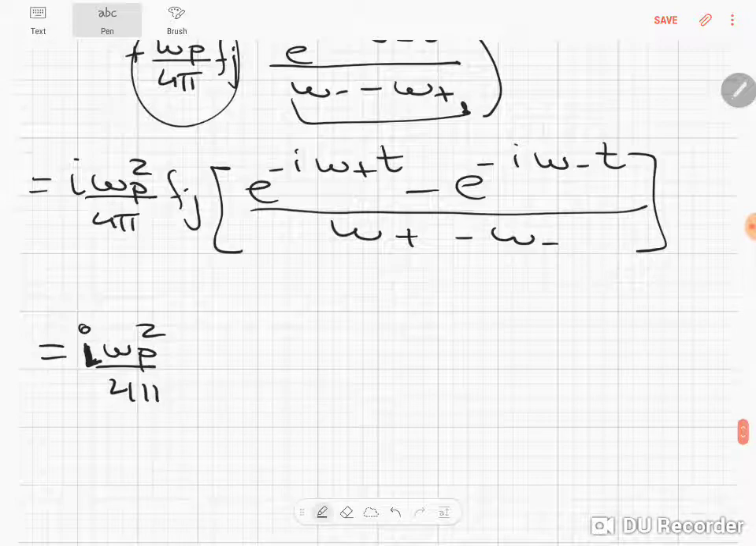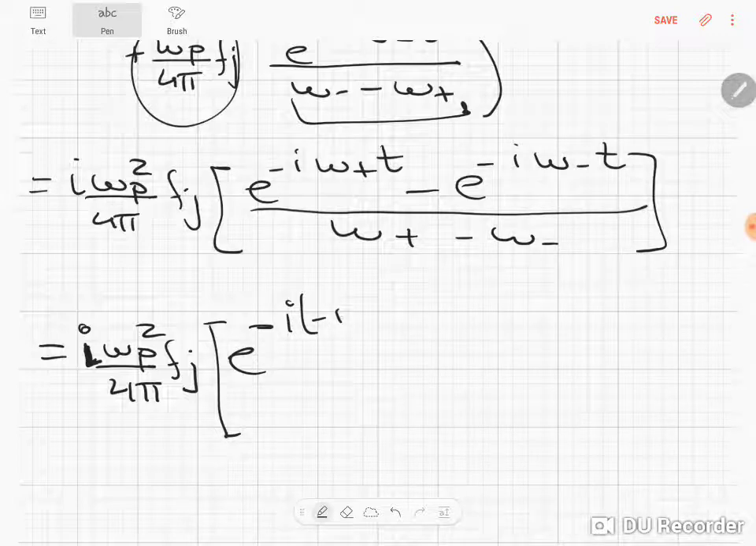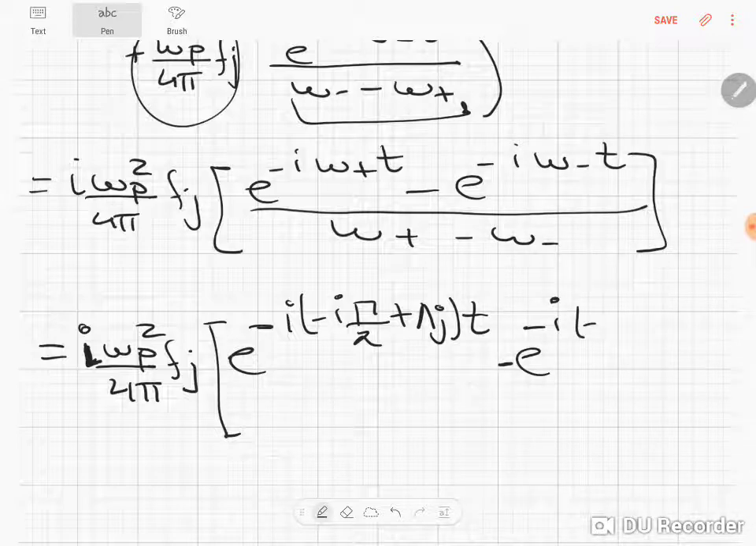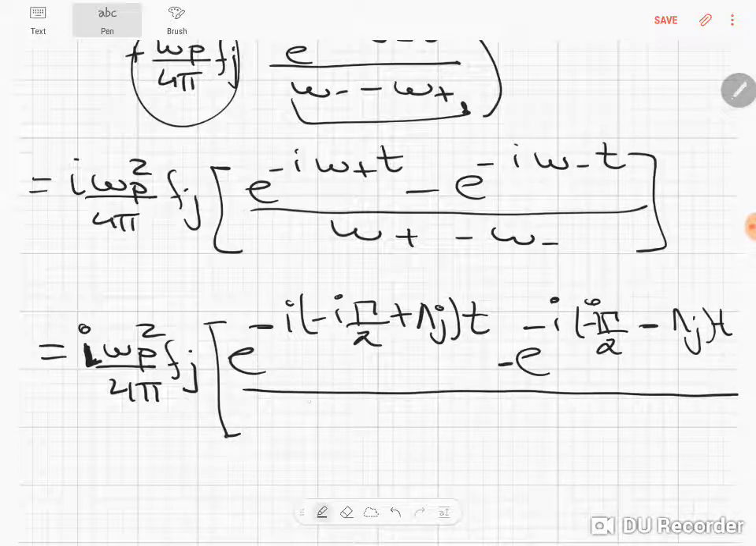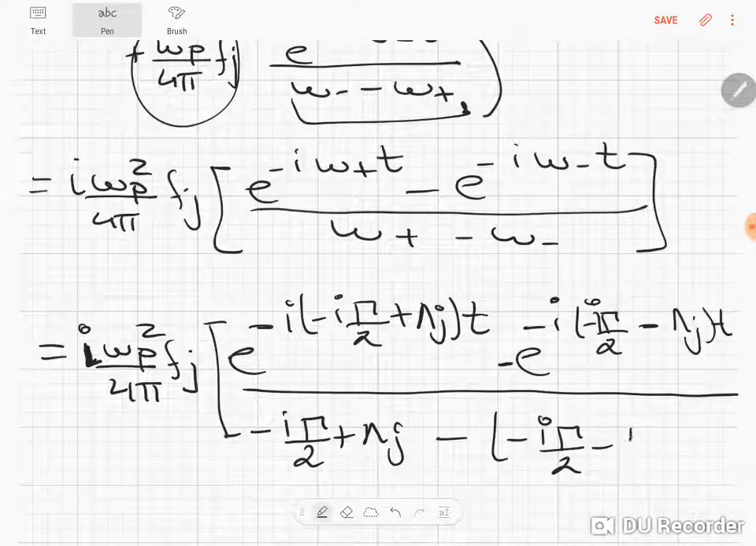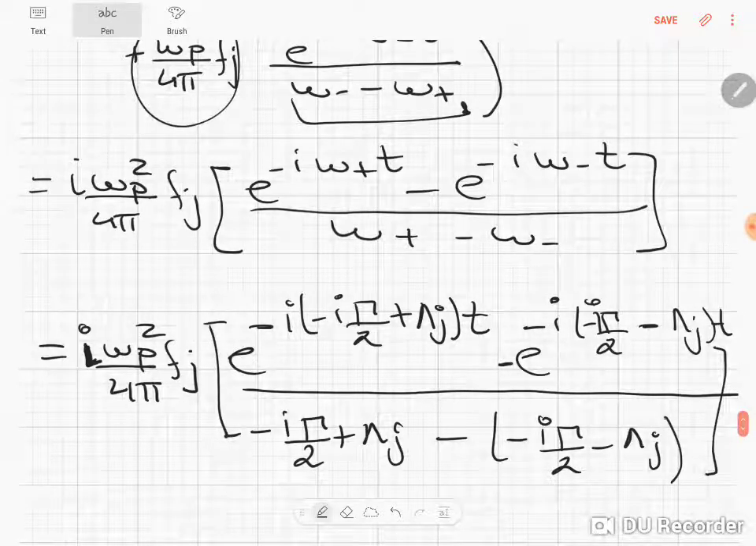Omega p squared divided by 4 pi f sub j. Then here we replace everything, so this is e to the minus i, here what we have is minus gamma divided by 2 plus lambda j, t, minus e to the minus i, minus gamma divided by 2 minus i gamma minus lambda j, t. And then at the bottom what we have is minus i gamma divided by 2, plus gamma j, then we have minus all minus gamma minus i gamma divided by 2 minus lambda j, close here and then close here.